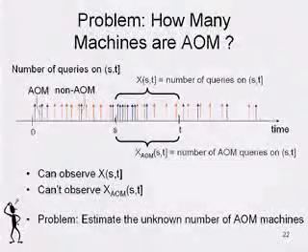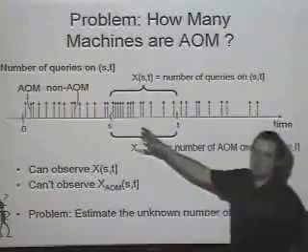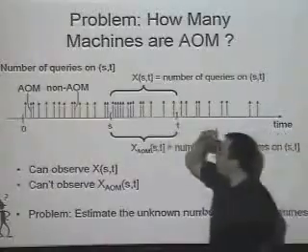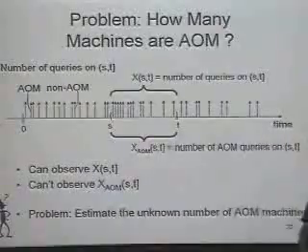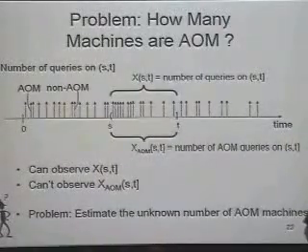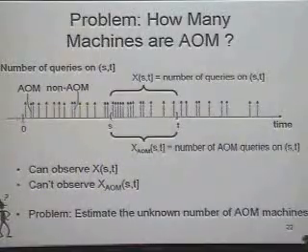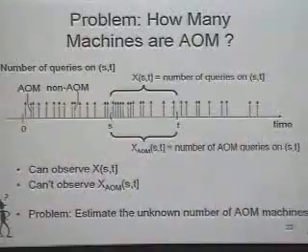So there's a little twist in the problem. Basically, you have to detect the number of AOM machines, but what we observe is really the cumulative number of queries. Say a red one would correspond to an AOM query, a non-AOM one blue, but we cannot observe those colors. Right? We cannot distinguish one from the other. So the problem is that we can observe cumulative counts, but not AOM counts of the queries. The goal is to estimate the number of AOM machines.